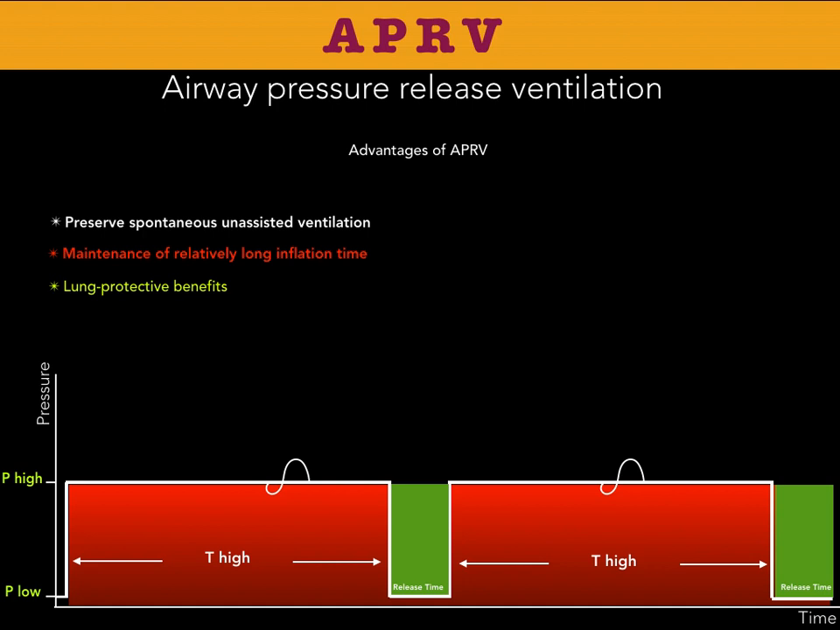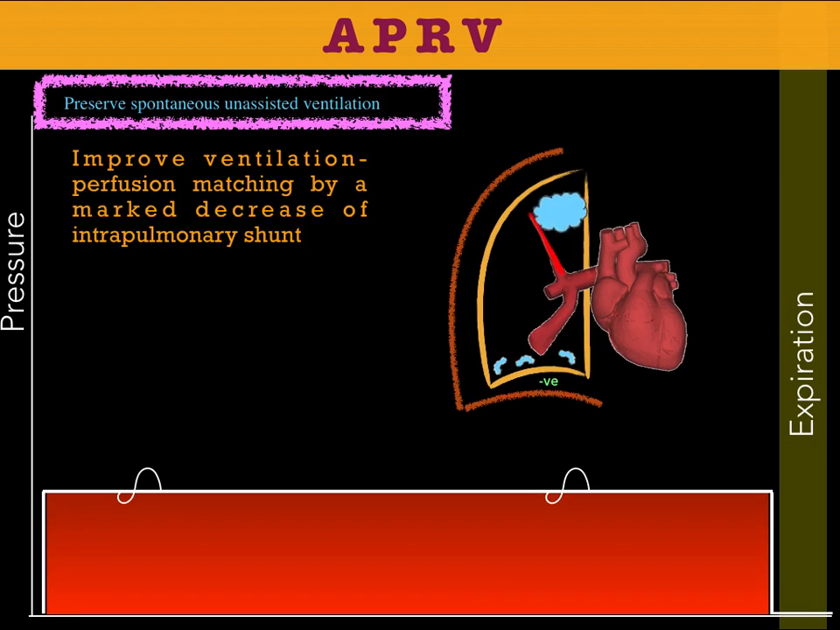In general, the non-dependent regions of the lung receive the most ventilation. At the same time, dependent areas receive the greatest perfusion. Maintaining spontaneous ventilation provides ventilation to dependent lung regions that receive the greatest blood flow. As a result, it improves ventilation perfusion matching by a marked decrease of intrapulmonary shunt.